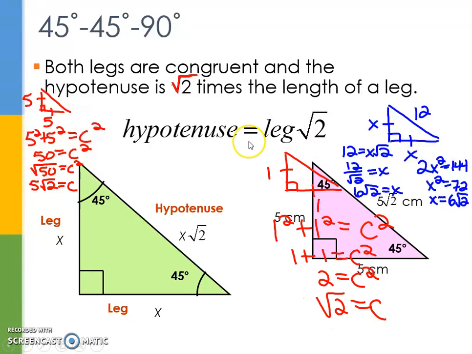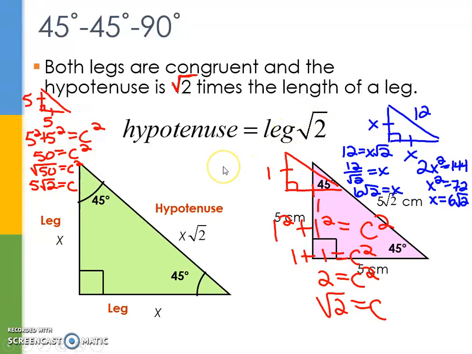So anytime you have a 45, 45, 90 angle, you take one leg measurement, whether this is 5, whether it's 1, and you just write that and do the radical 2. That's going to be the length of this hypotenuse for a 45, 45, 90 special triangle. So that's what you've got to remember. So remember this right here. For 45, 45, 90, hypotenuse equals leg times radical 2.